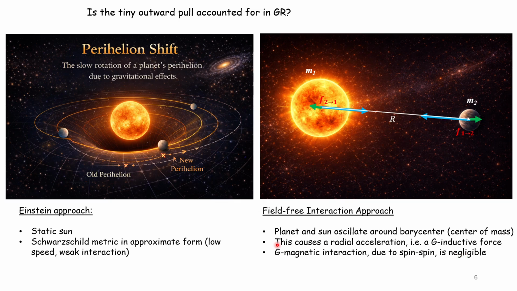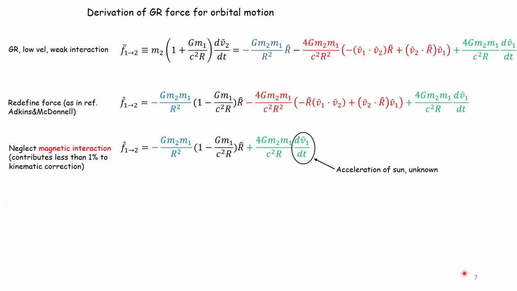So the only candidate that remains is the gravity-inductive force. So that is what we shall analyze now. We start with the equation that we wrote down before. This is full general relativity in the low velocity, weak interaction approximation.